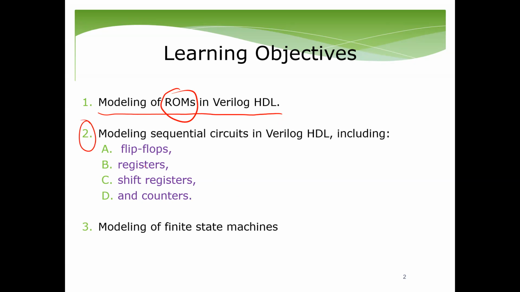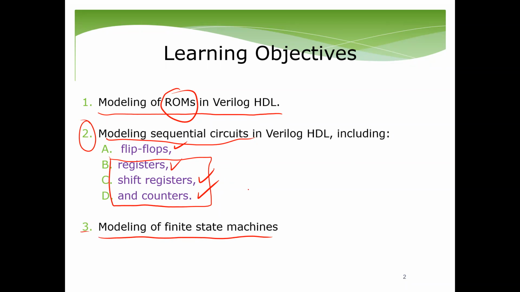Secondly, we'll talk about modeling of sequential circuits, and this is the main topic of this unit. So far, what we covered is modeling of combinational circuits. And modeling of sequential circuits requires special attention, so we will talk about how to model flip-flops, registers, shift registers, and counters. All of these are special sequential circuits. At the end, we will talk about modeling of a finite state machine. This is any sequential circuit of your design.